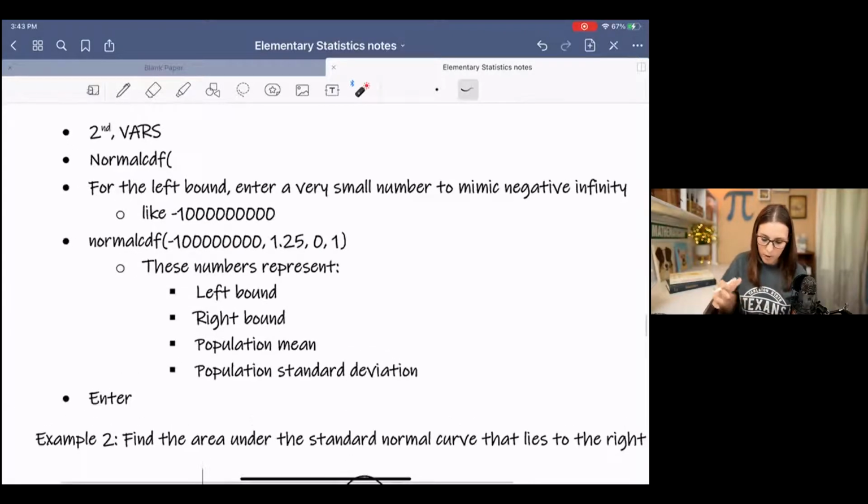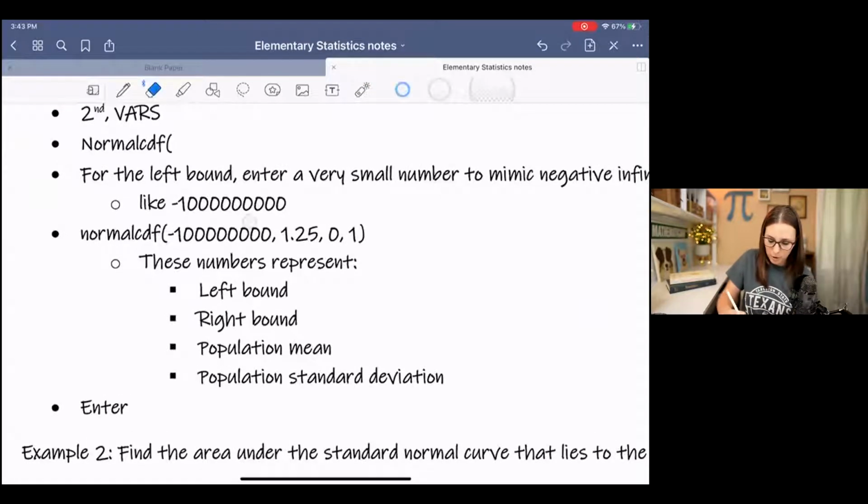And then basically what you're typing in is the left bound, the right bound, the mean, and the standard deviation. Since this is a standardized variable, the mean is 0 and the standard deviation is 1. However, your calculator is going to assume it's standardized, so you really don't even have to put that last part, but it's a good habit.